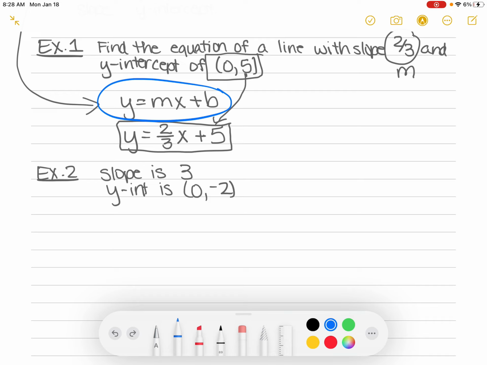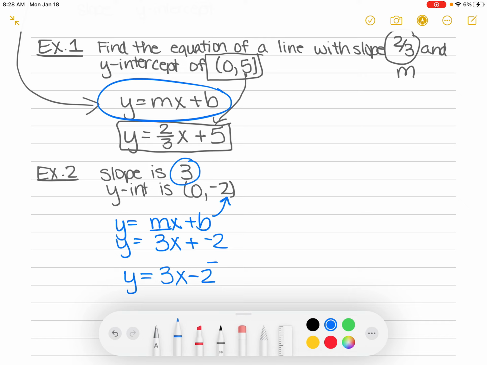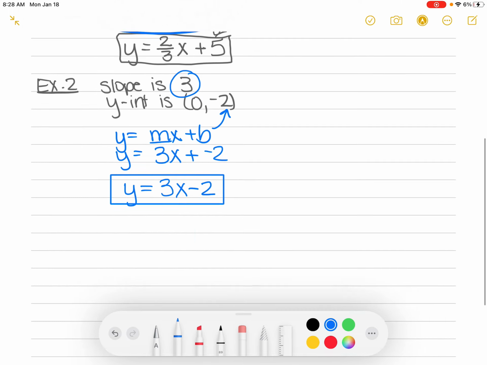So we're going to take this equation and I'm just going to rewrite it again so that you can see where I'm plugging in my numbers. And we have the slope, which is m, is going to be 3x because the slope is 3. And then the b is going to be the -2. So you can either write it like this, plus -2, or you may see when you check the back of the book that they write -2. So either way is correct. I do not take off points for writing it one way or the other. And that's it for example 2.